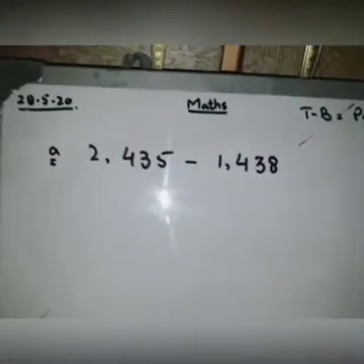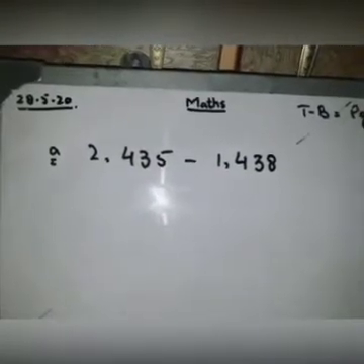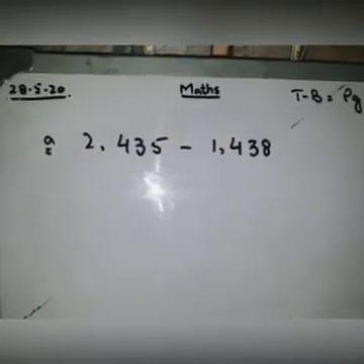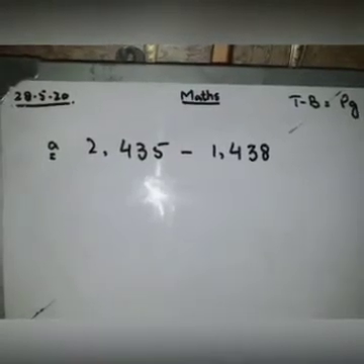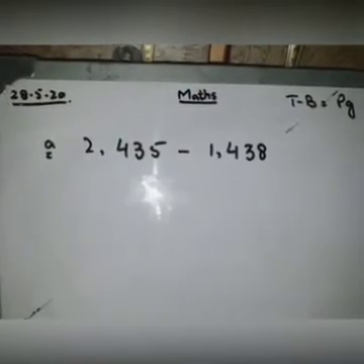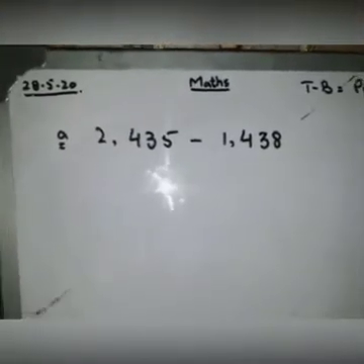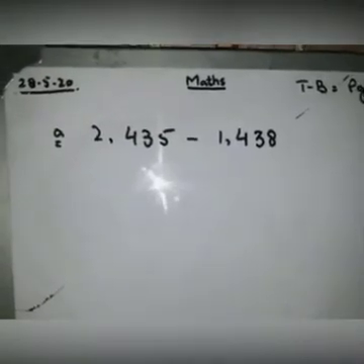Question number A is 2435 minus 1438. Remember one thing, when you write it in your neat copies, write neat and clean and try to write one digit in a single box. You have the mathematics neat copy of blocks, so write a single digit in a single box.